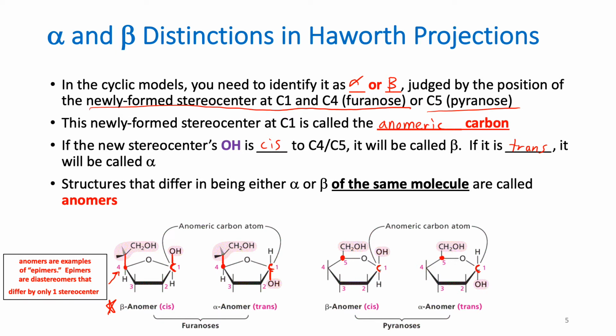Take a look at the 6-membered rings. Do the same thing, but this time compare C1 to C5. Notice that the hydroxyl group on your anomeric carbon is pointing up, and so is your carbon-based group on carbon 5. Since they're both cis on the same side, cis is same, it's going to be called beta, whereas down here your OH is down, your carbon-based group is up. We're going to call that alpha. Okay, these are called anomers. C1 is called the anomeric carbon. And these structures are called anomers of each other whenever you have an alpha and a beta.